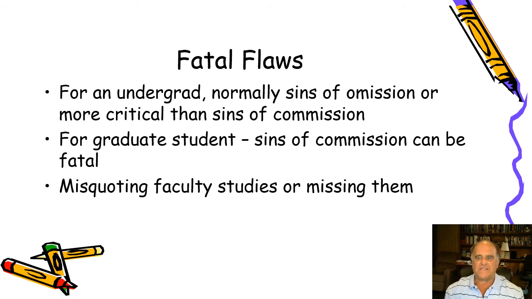Two other things. I think it's important to remember, when looking at writing or research proposals from undergraduates, that sins of omission are often more critical than sins of commission. With an undergraduate you're almost willing to accept, hey, they're taking a chance here. But as a graduate student, you need to realize that sins of commission can be more fatal than sins of omission. It's often better to admit you just don't know.